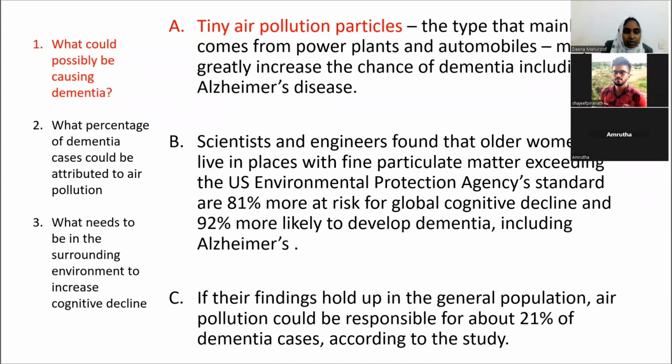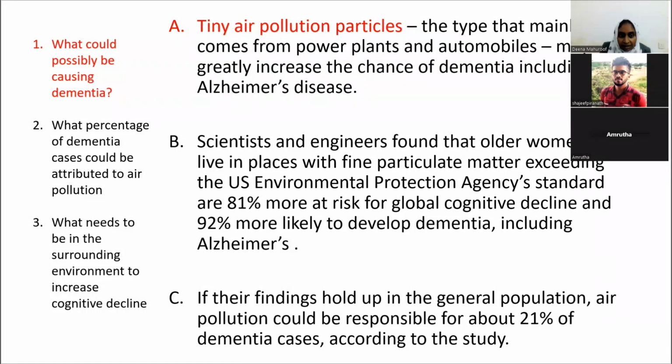All right. Now, what percentage of dementia cases could be attributed to air pollution? So air pollution means something, that's a keyword. What percentage? Percentage is another keyword. Dementia was already there in the first question, so we cut that off.